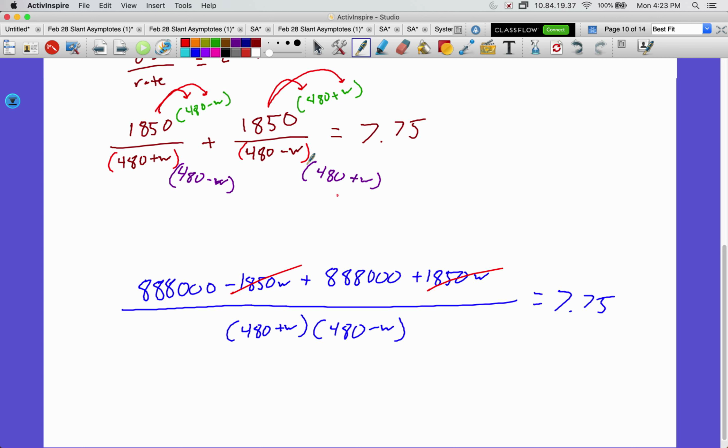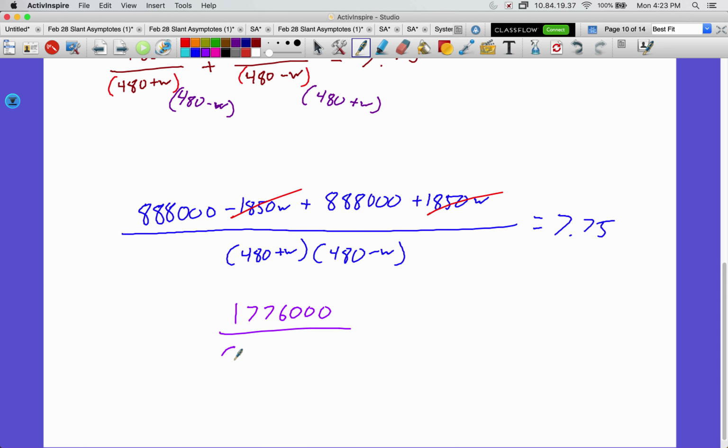I've got it in my calculator, so I'll just multiply by 2. And I get 1,776,000 equals, I can keep the bottom factored a little bit longer. I am going to have to distribute it eventually. 480 plus W times 480 minus W equals 7.75. I can multiply both of these terms over to the other side. I'll just draw an arrow to show that I'm multiplying them to the other side.